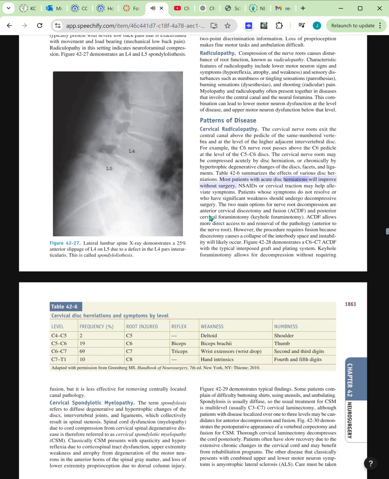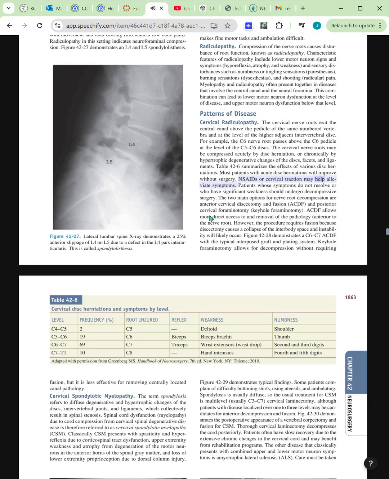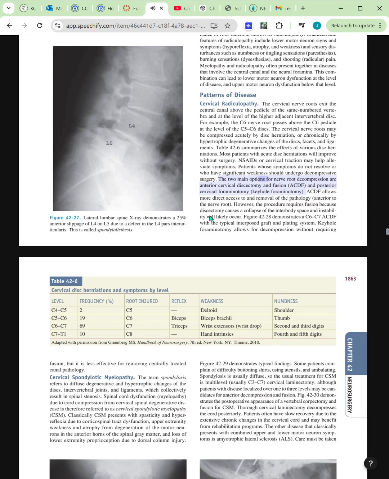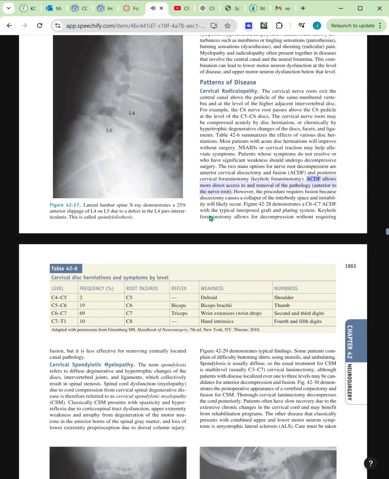Most patients with acute disc herniations will improve without surgery. NSAIDs or cervical traction may help alleviate symptoms. Patients whose symptoms do not resolve or who have significant weakness should undergo decompressive surgery. The two main options for nerve root decompression are anterior cervical discectomy and fusion, ACDF, and posterior cervical foraminotomy, keyhole foraminotomy. ACDF allows more direct access to and removal of the pathology anterior to the nerve root.